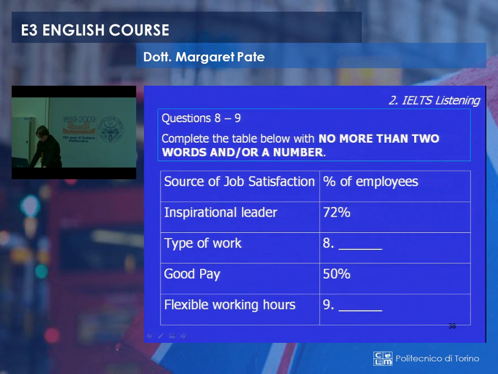During an early 21st century survey of full-time employees, when asked what gave them job satisfaction, 72% said having an inspirational leader. 55% of those questioned found satisfaction in the challenging nature of their work, 50% by being paid well, and 40% said flexible working hours. Consequently, we can see that this indicates that today an employee's opinion of the quality of the leadership in their workplace is an important factor.